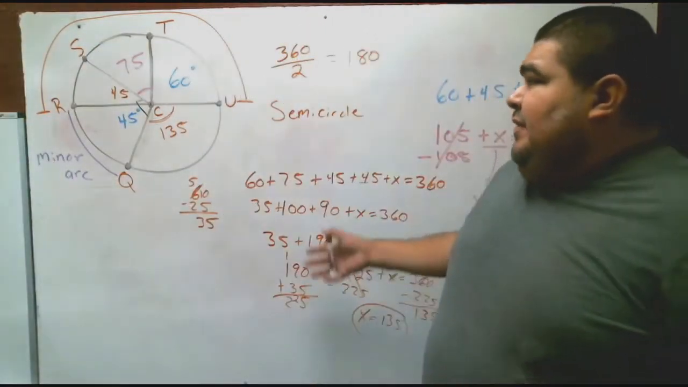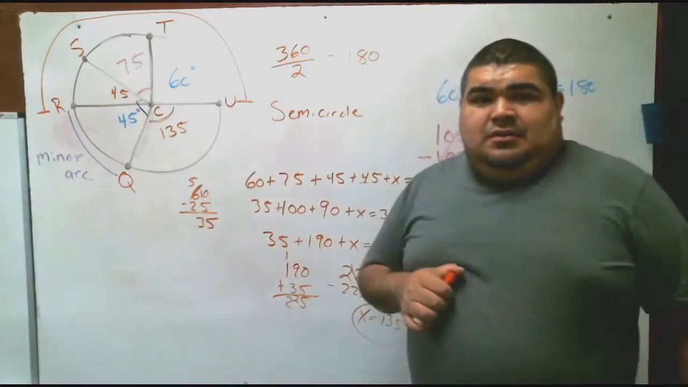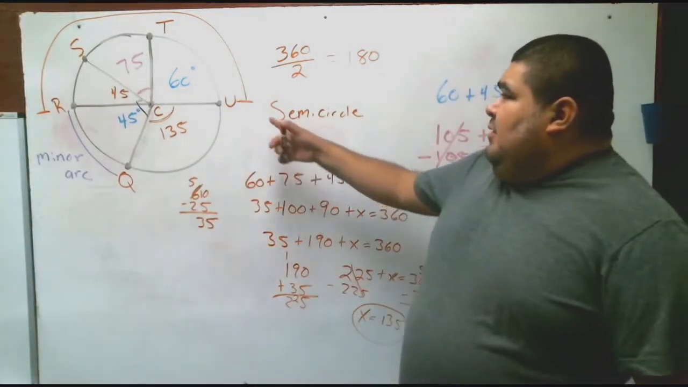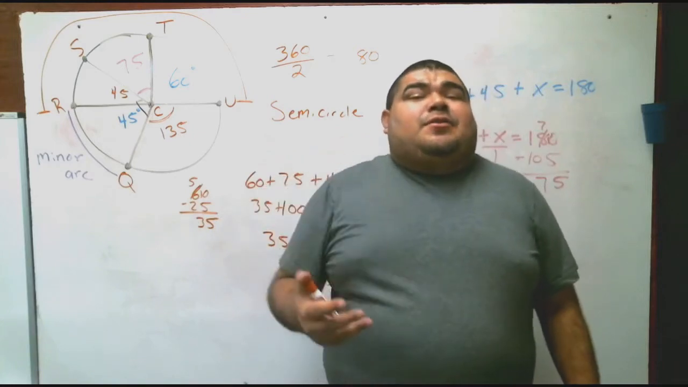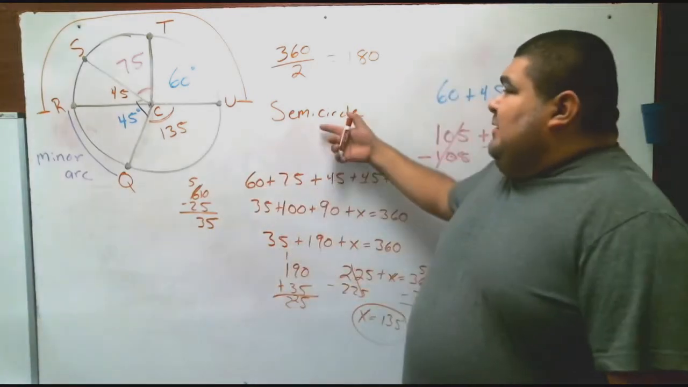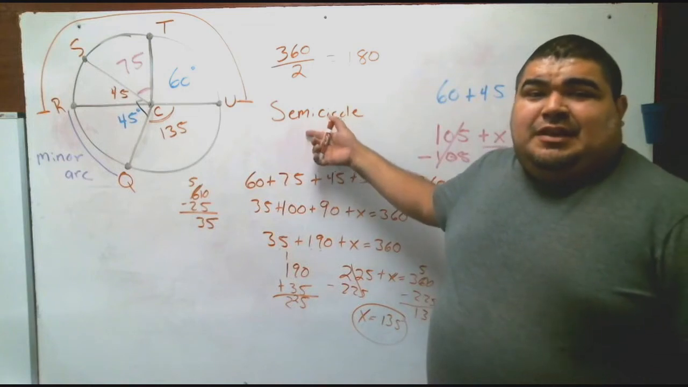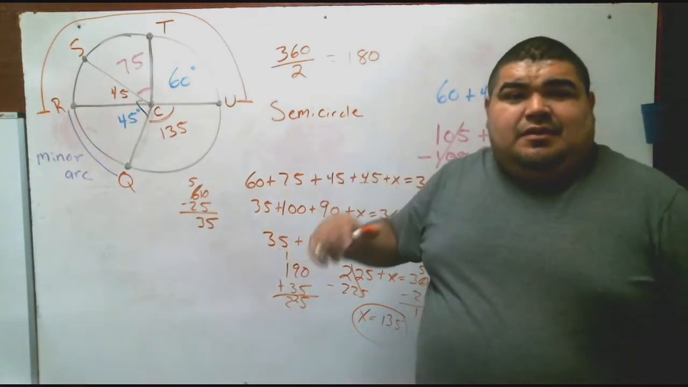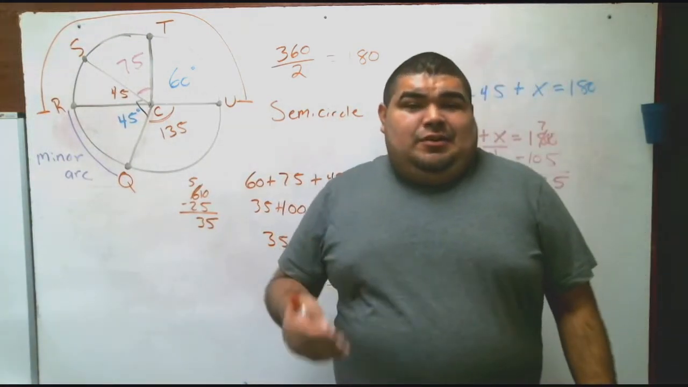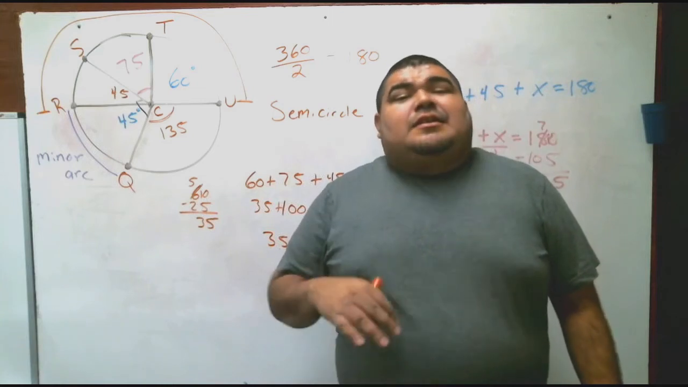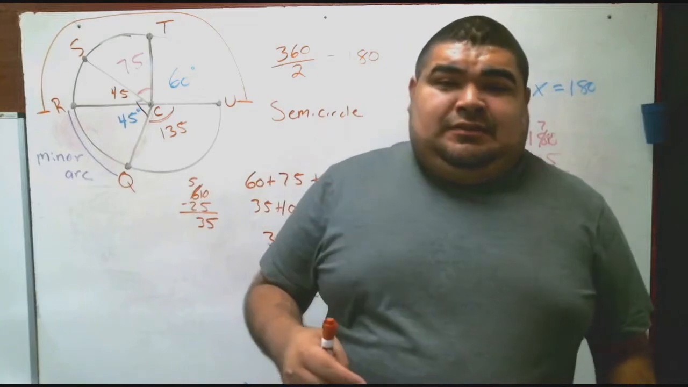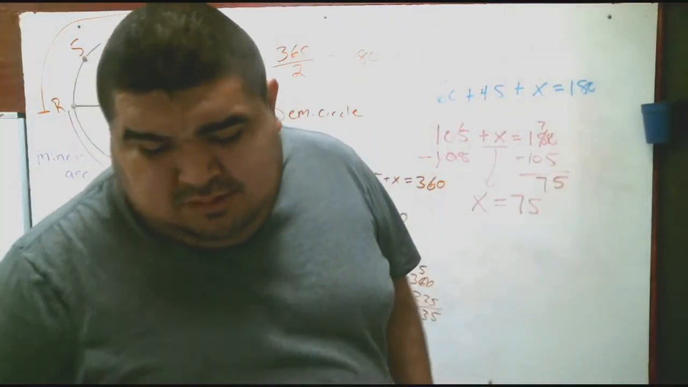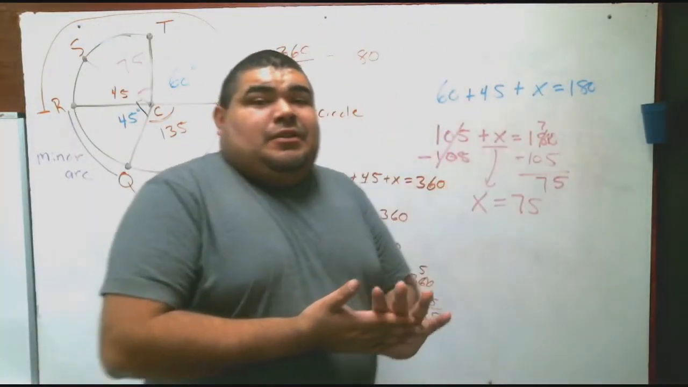Okay, now that we solved it, all you have to remember: if it's less than 90 degrees, it's a minor arc. If it's half a circle, it's a semicircle. Okay? If it's more than 90 degrees, it's a major arc. Anything over 90 degrees. All right, make sure you write everything down in your notes.